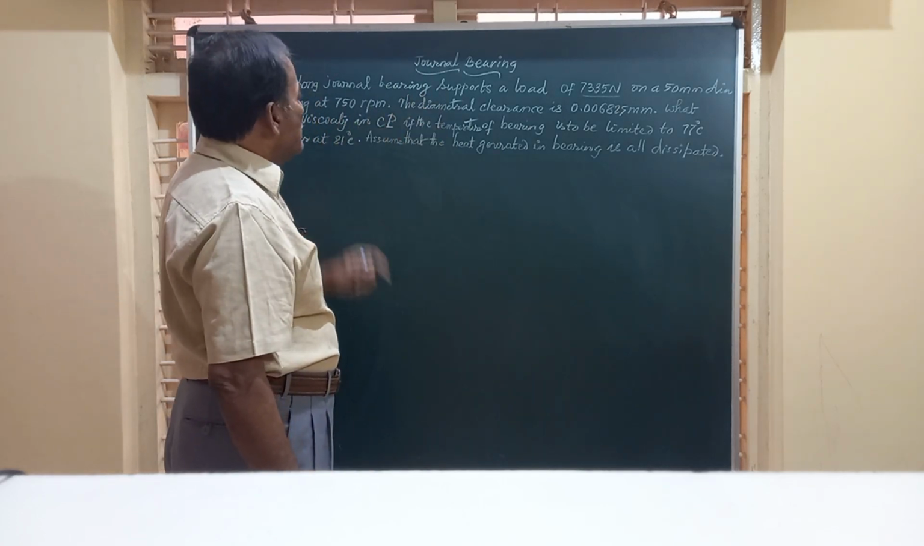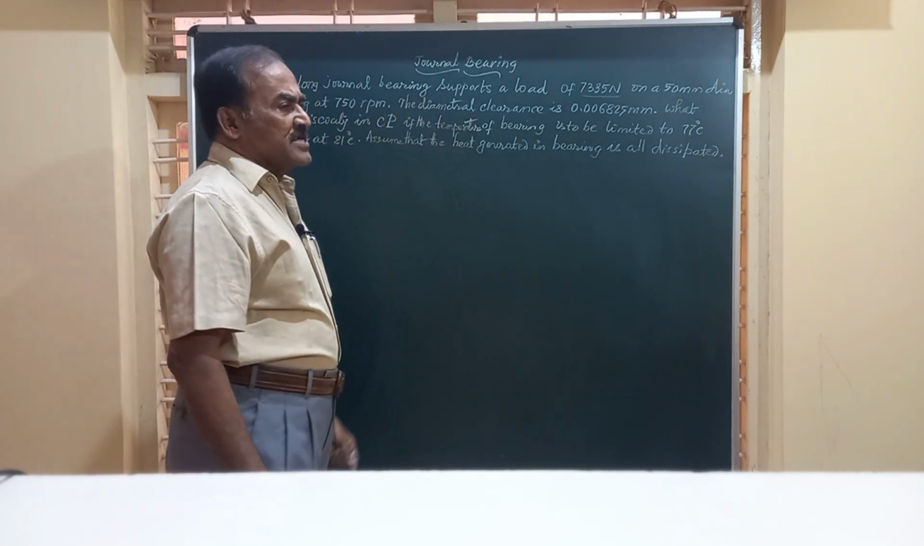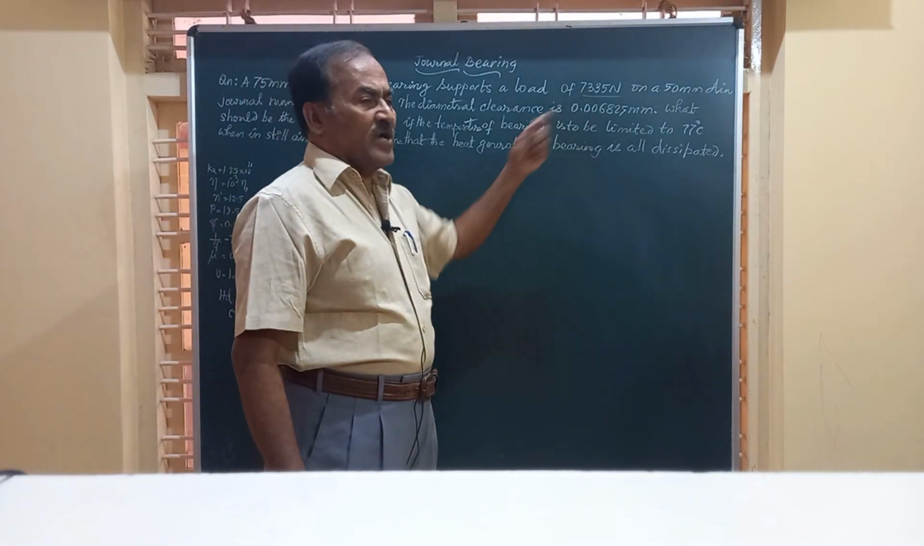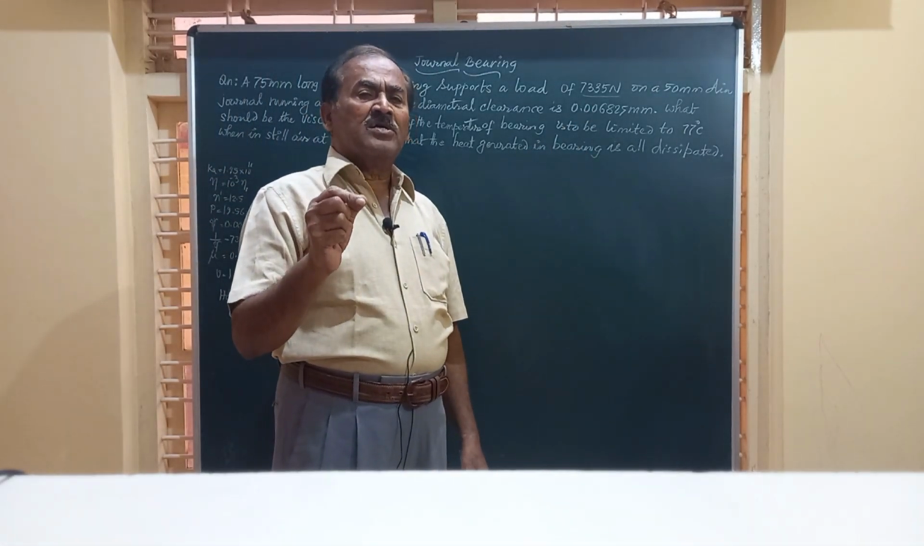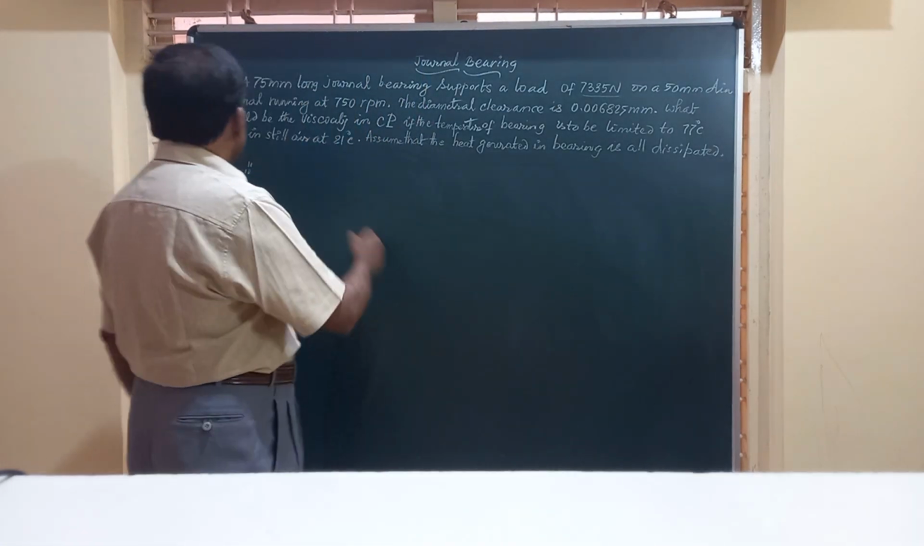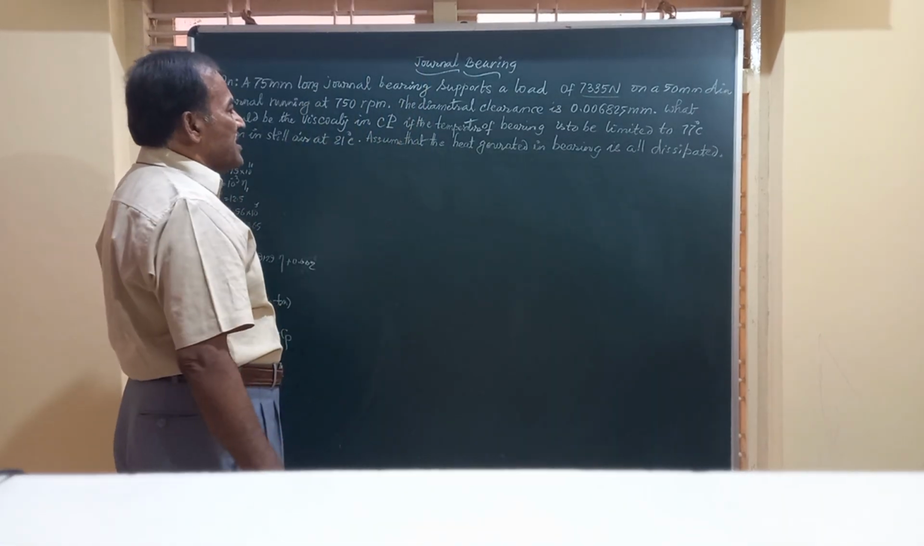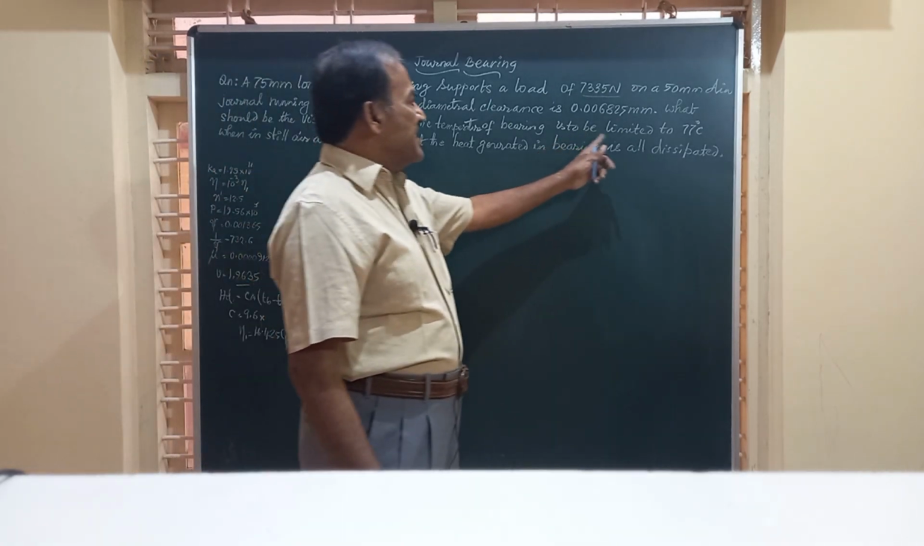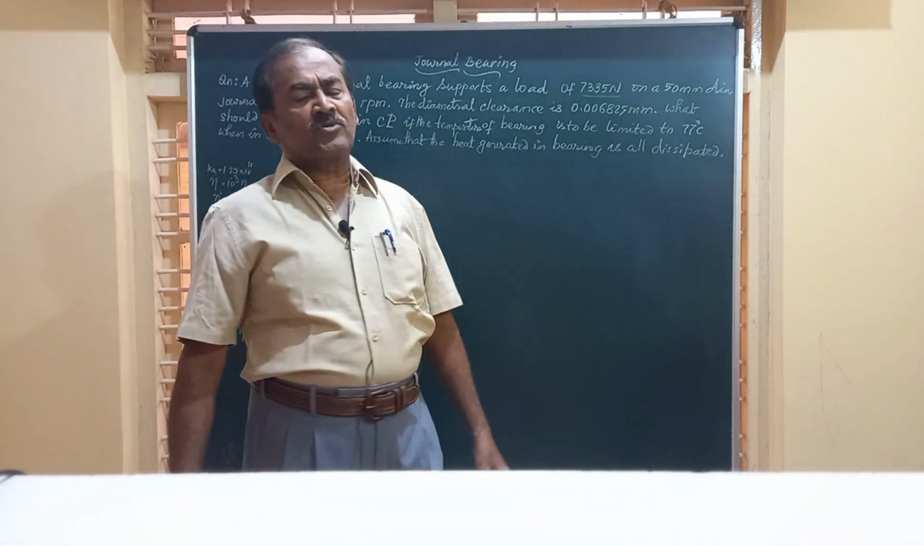The speed is being given. The diametral clearance is some value. Diametral clearance is small c in the formula we are going to use later on. What should be the viscosity of the oil when the bearing temperature is given and also room temperature is given.